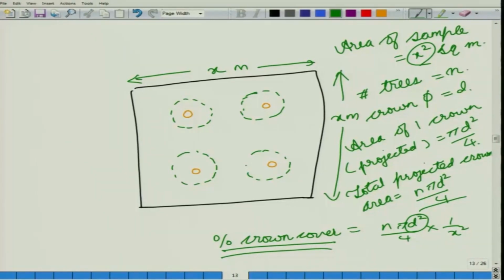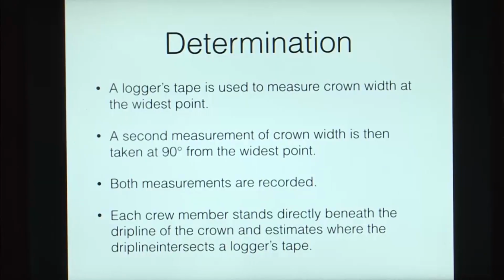So, which is why you can use your crown diameter to measure the canopy closure and the competition. If your crown cover goes close to 100%, then you will be having a lot of competition amongst your trees and a lot of closure. Now, crown diameter is measured in the units of meters or feet. So, how do we determine the crown diameter? So, coming back to the slides.